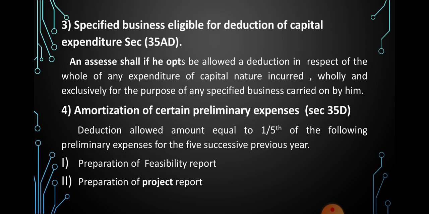Fourth one, amortization of certain preliminary expenses, Section 35D. The deduction allowed is an amount equal to one-fifth of the following preliminary expenses for 5 successive previous years. First one, preparation of feasibility report. Second one, preparation of project report. Third, conducting market survey or any other survey necessary for the business of the assessee. Fourth, the engineering service relating to the business of the assessee.